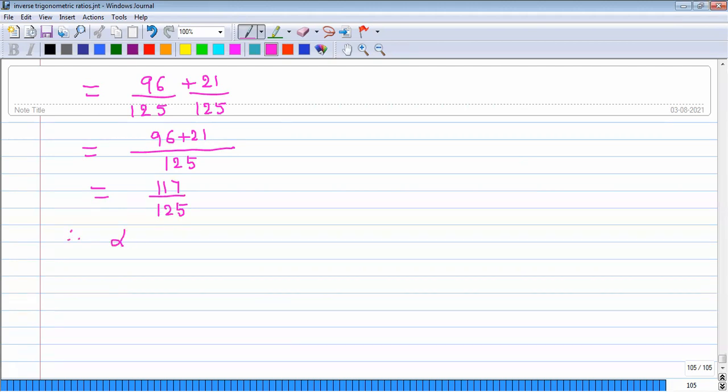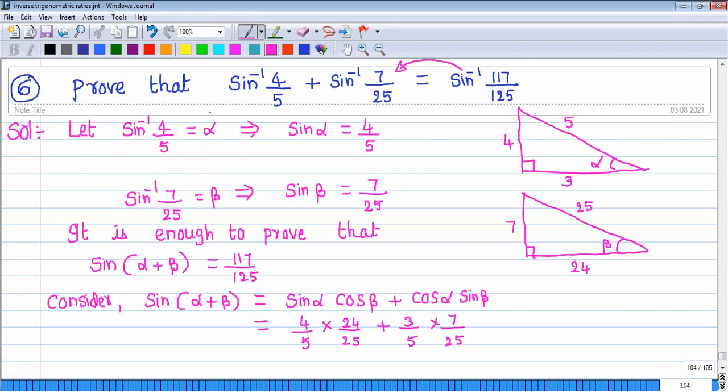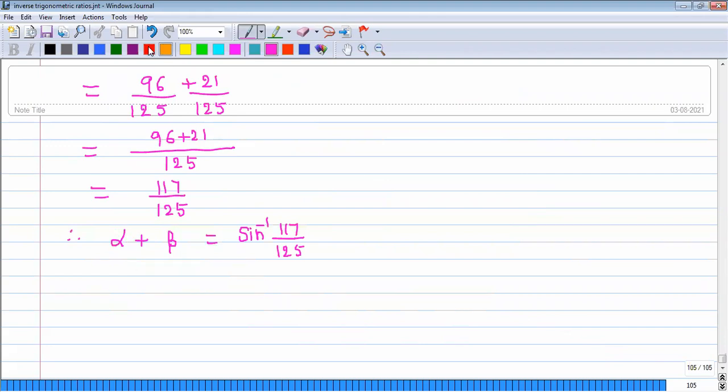So therefore, alpha plus beta is equal to sine inverse of 117 by 125. Actually, alpha and beta are different. We assumed alpha stands for sine inverse 4 by 5. Beta stands for sine inverse 7 upon 25. Now instead of alpha and beta, what do you write here? Sine inverse 4 by 5 plus sine inverse 7 by 25 equals sine inverse 117 by 125. In that sense it is proved.